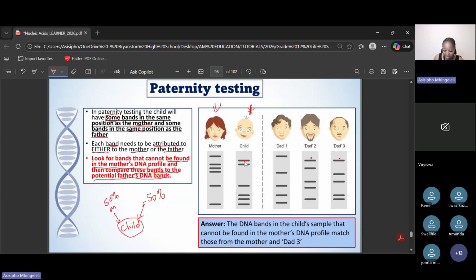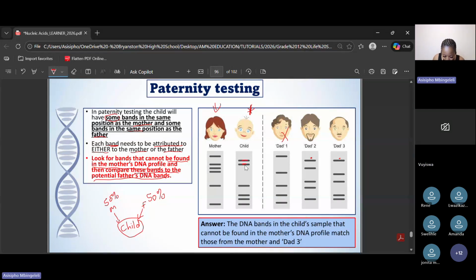We can now eliminate dad 1. Why are we eliminating dad 1? Because there was no DNA band in the same position, and it needs to be accounted for by the father because it's not there in the mother. So already dad 1, bye. You are not one of our possible fathers here anymore. So now we are left with 2 and 3. We don't leave it there. We move. We go to the second DNA band.